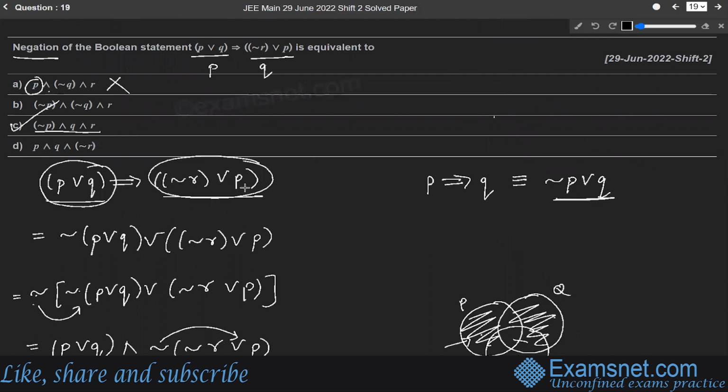I hope you are clear with this question. The main concept that we have used here is: if we have the form if P then Q, it will always be equivalent to negation of P or Q. And remember that the first term is P and the second term is Q, because it is in the same form, if P then Q. So we have used this basic concept to solve this question and the correct option is option C here.